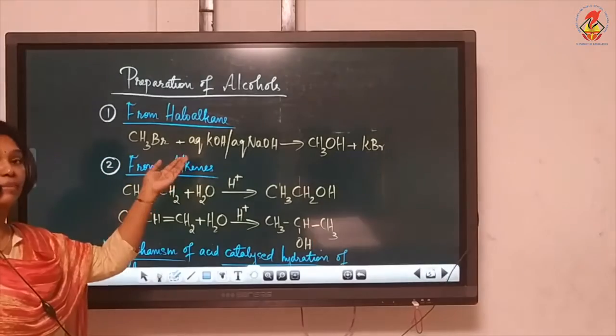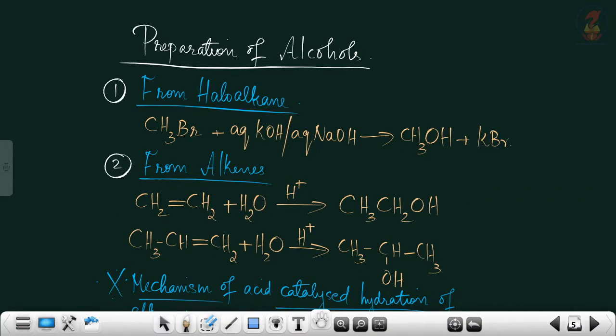I have written an example here. Haloalkane, bromomethane plus aqueous KOH or aqueous NaOH. Substitution of Br minus by OH minus takes place and we get alcohol CH3OH as the product, plus KBr is obtained as the byproduct. Now the second method is from alkenes.